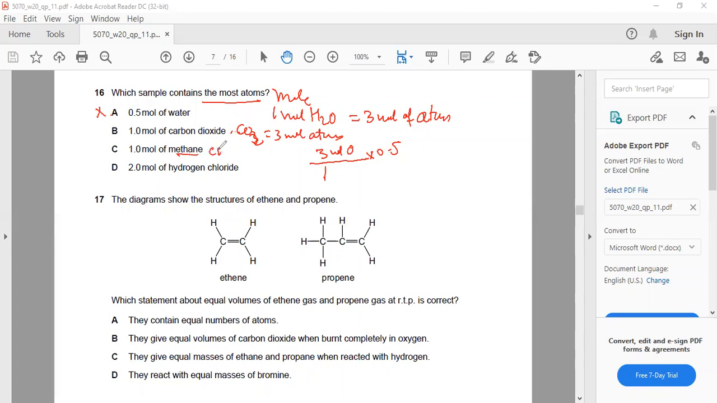1 mole of methane, CH4, so 1 mole methane has 5 mole atoms, 4 and 1, 5. 2 mole hydrogen chloride is also wrong. Why? 2 mole HCl means 4 mole atoms. So which one is the answer? C.